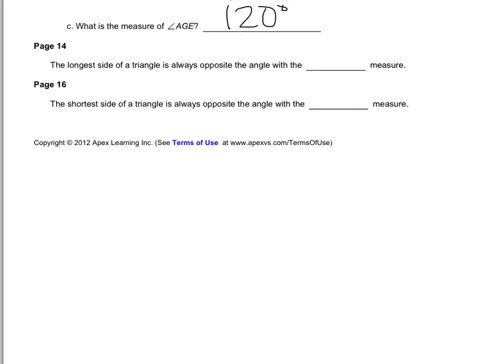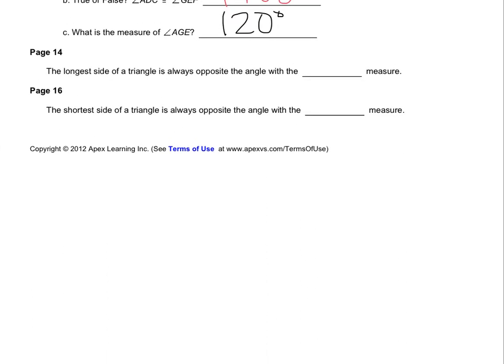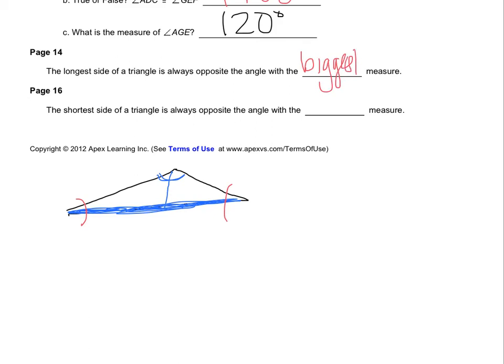So page 14 says that the longest side of a triangle is always opposite the angle with the blank measure. Well, let's think about if we had a triangle. So I'm going to draw them with one really long side. So clearly this is the side that's the longest, and it's across from this angle right here. Well, if you look at that angle compared to the other two, to these two that I'm drawing in pink, that blue one is really big. And so the longest side of a triangle is always opposite the angle with the biggest measure.